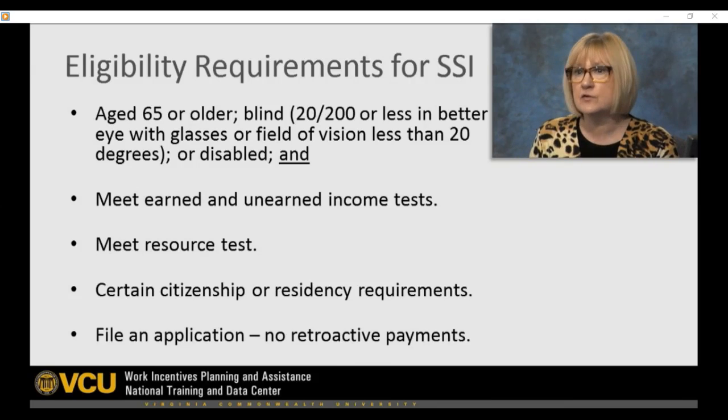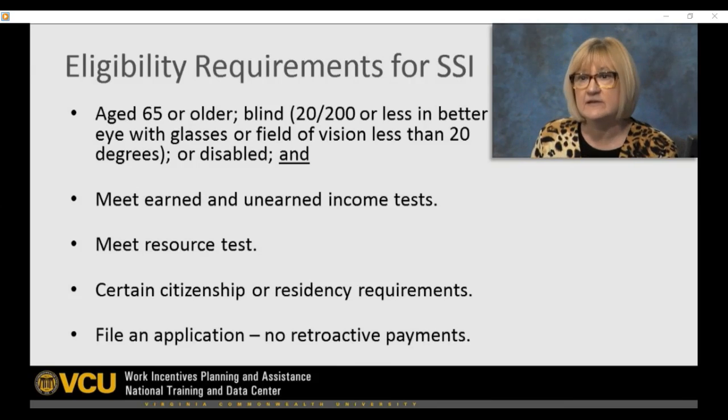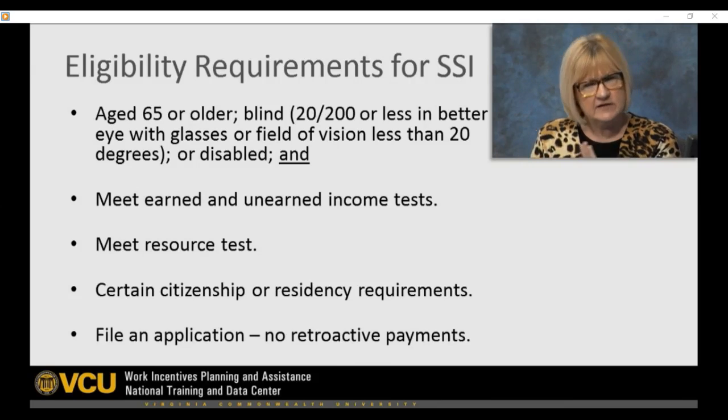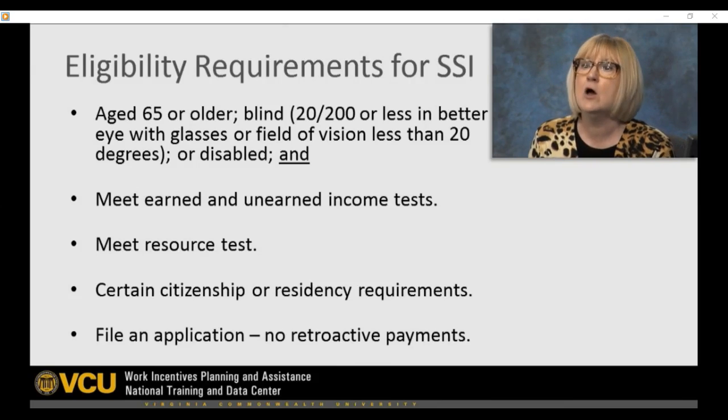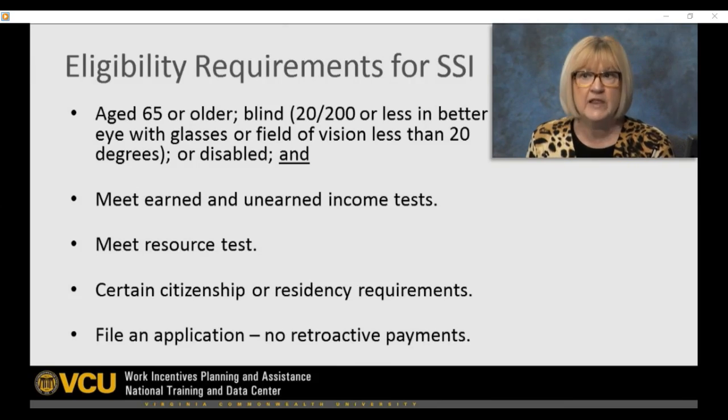You have to meet certain citizenship and residency requirements, and in today's world, that gets kind of complicated, so we're not going to provide a tremendous amount of information in that area, although we have provided you, again, with places you can go to read more about that if you need to. And of course, you have to file an application.